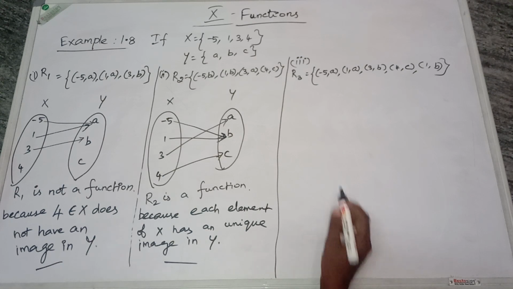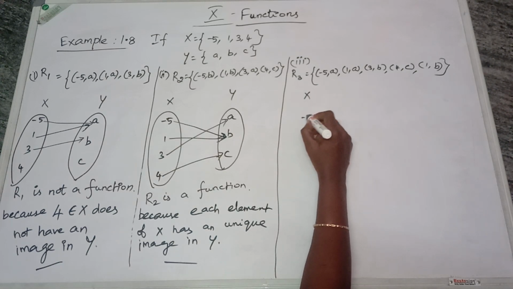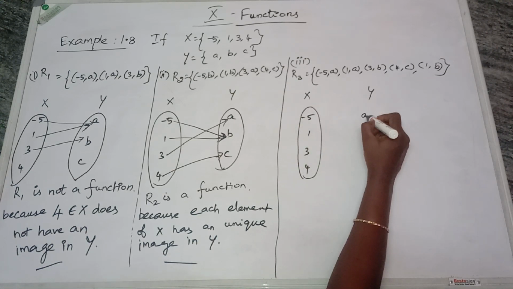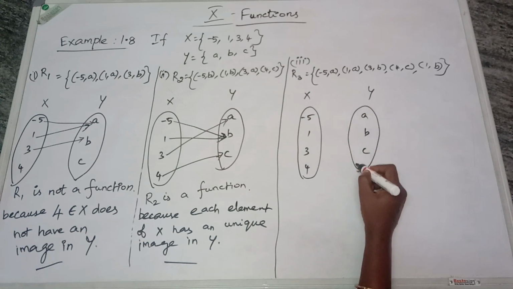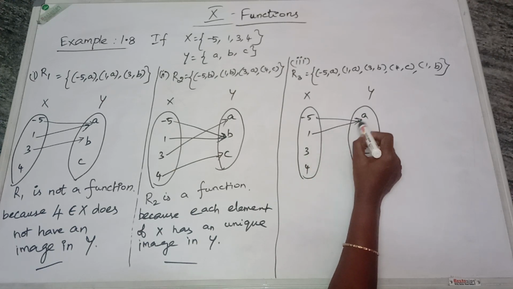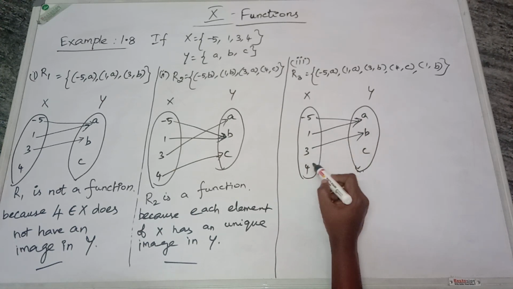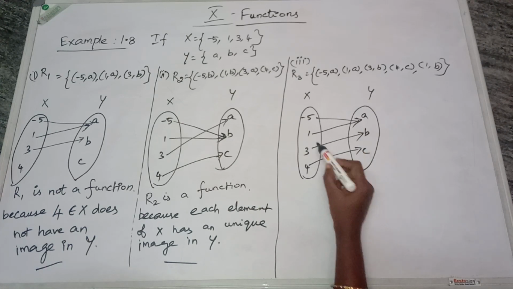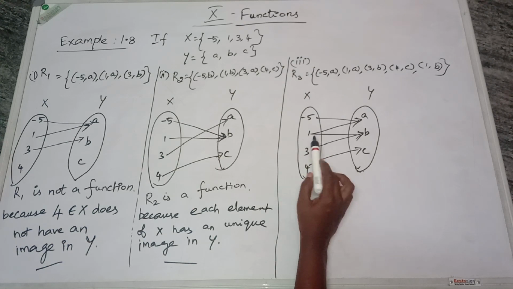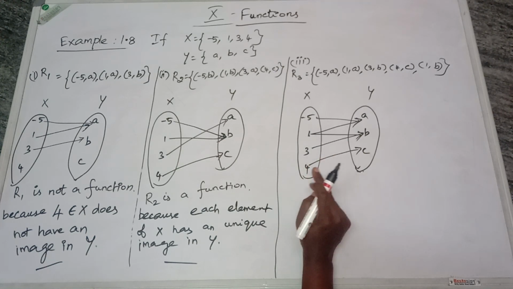The next one is R3. For that we have to write the arrow diagram first. Y is a, b, c. You have to close it. And you can draw the arrow. -5 is related to a, 1 is also related to a, and then 3 is related to b, 4 is related to c, then again 1 is related to b. So see here, in the domain, the element 1 has 2 images. What is the function? Definition of function says every element in domain has an image.